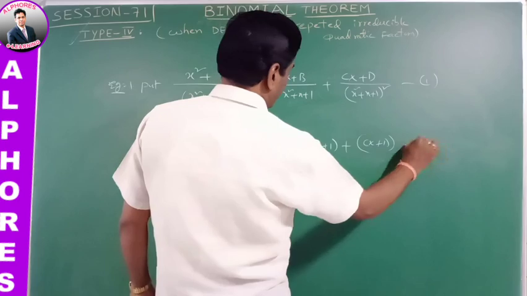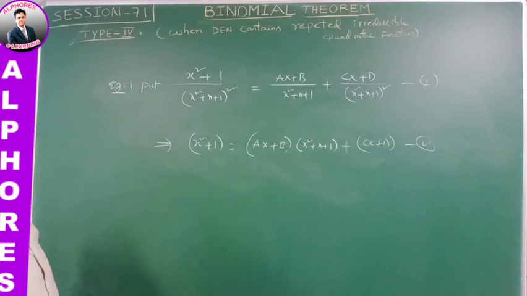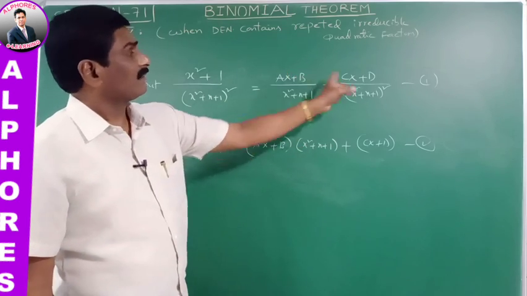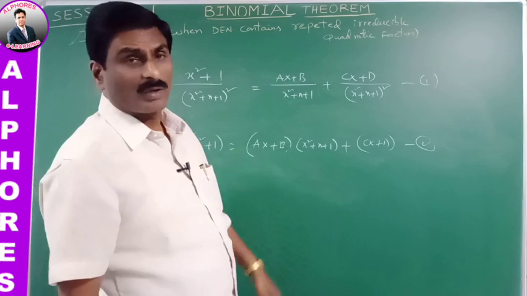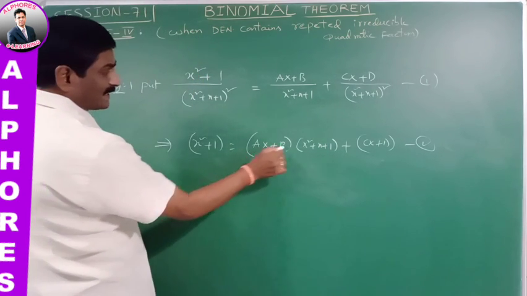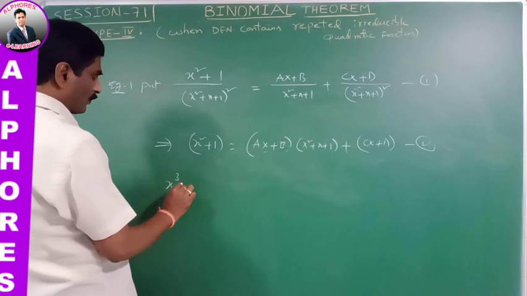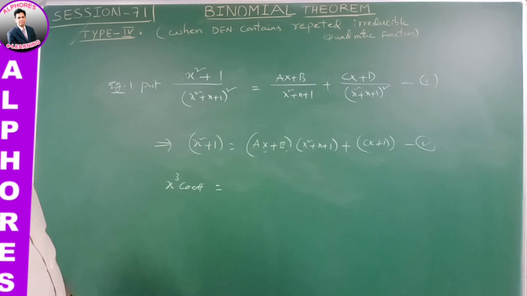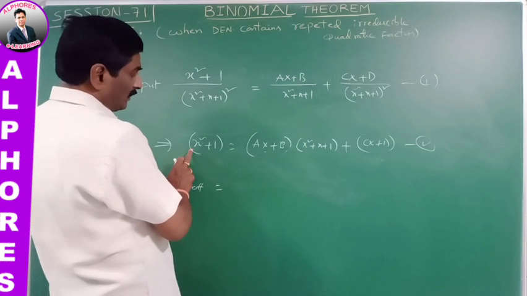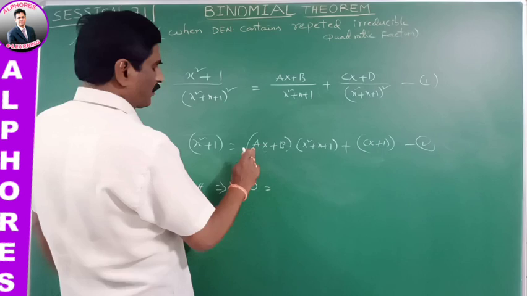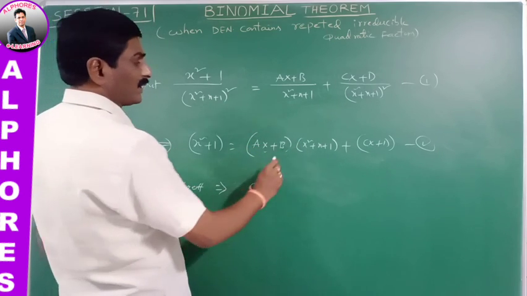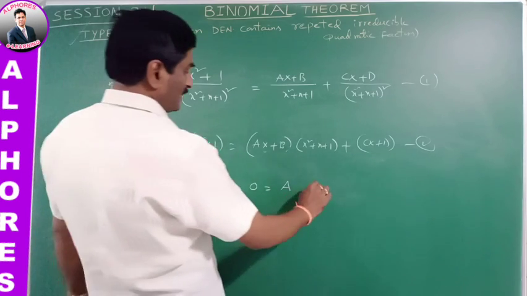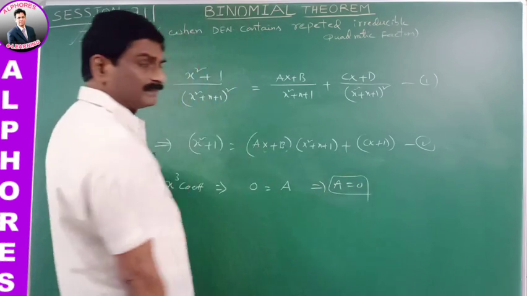Please observe this value. It is equation number 2. By comparing, what is the higher power here? x cube, x square, x, constant terms, we get the constants a, b, c, d. Now by comparing, x into x square means x cube. By comparing x cube coefficients on both sides, here x cube coefficient is 0. 0 is equal to ax into x square means ax cube. Here there is no x cube term. So finally we get a is equal to 0.